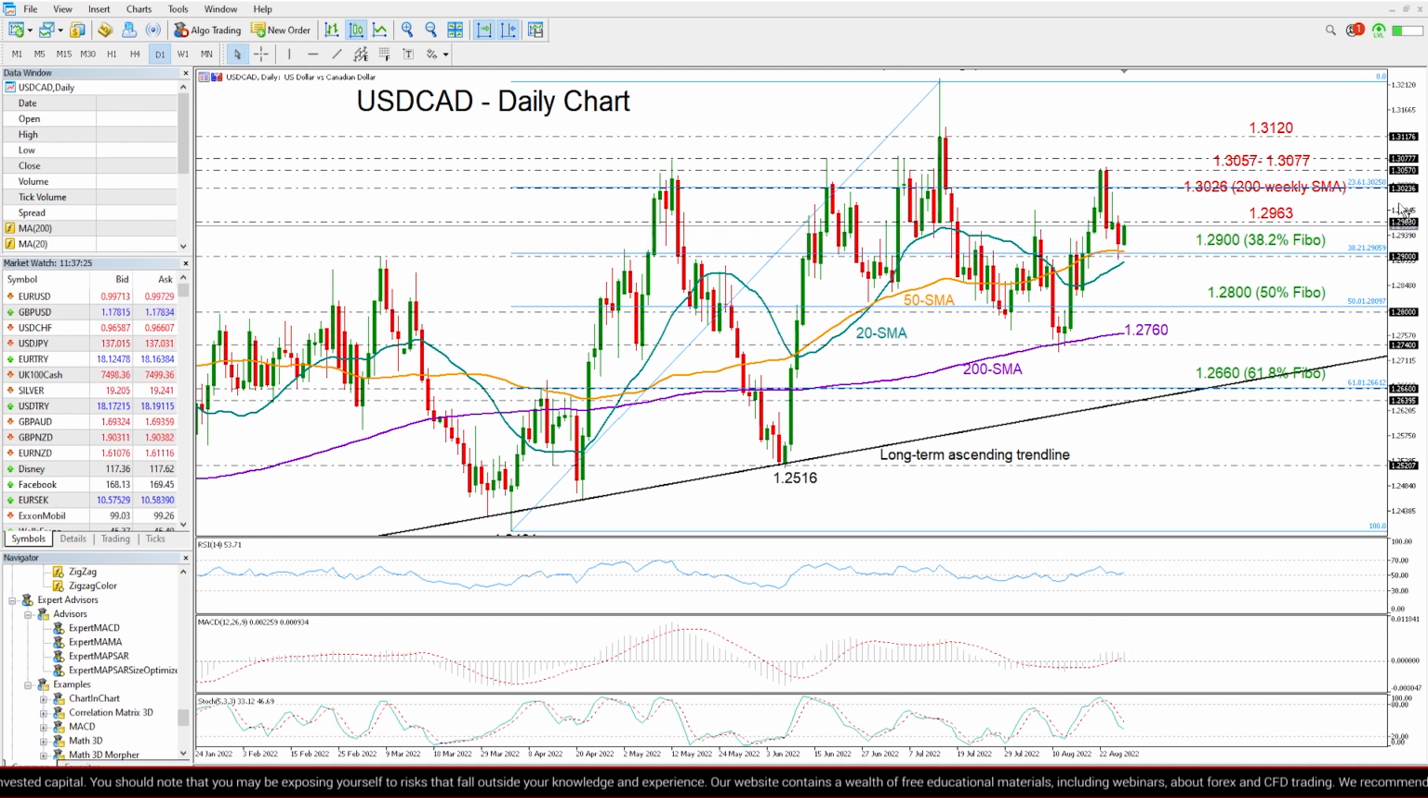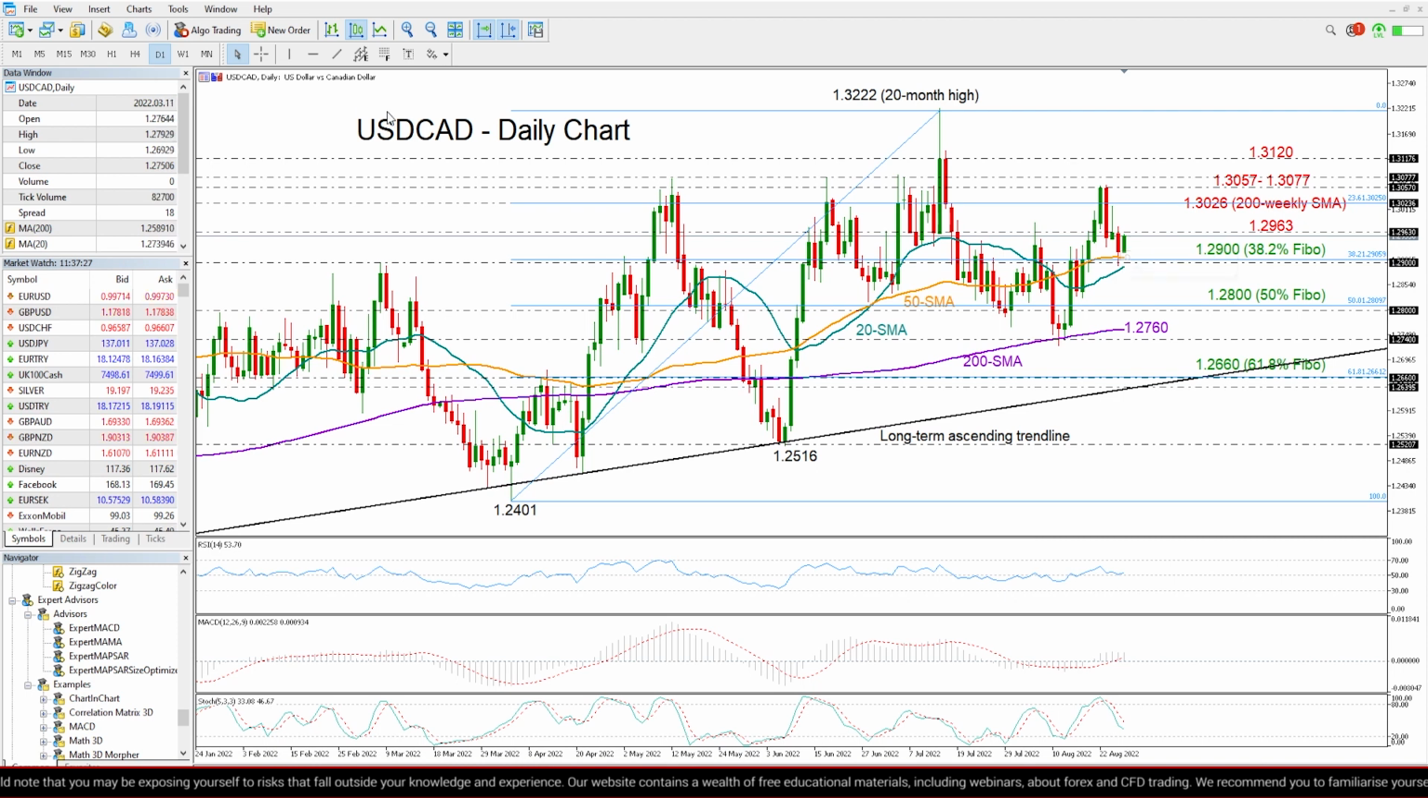1.2963, where the bullish corrections have been pausing over the past 2 days, could bring the 1.3026 key level back under the spotlight. It's also worthy to note that the 23.6% Fibonacci of the uplift from 1.2401 to 1.3222 is also placed around this region, and we can also create a tentative descending trend line passing through this area as well.